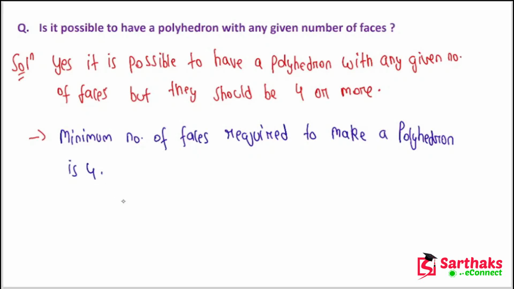Okay, and what is the name of polyhedron with 4 faces? It is called tetrahedron, right? You can also call it triangular pyramid, which is basically the tetrahedron. That is the smallest polyhedron possible with the minimum number of faces, right? So this was the answer. Let us move on to the next question.